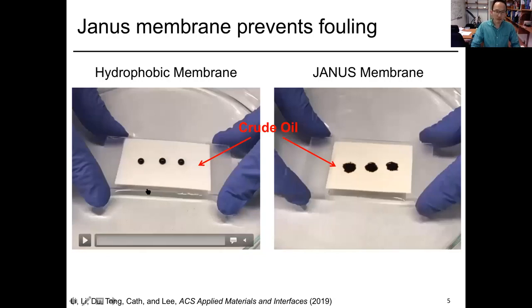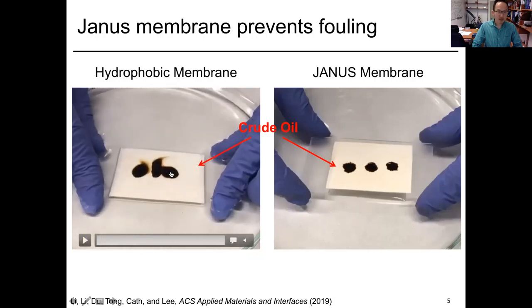For example, we used a conventional hydrophobic membrane that is used in the membrane distillation process, and we placed crude oil as a model foulant. After we placed the crude oil on this membrane surface, we immersed the membrane into water.